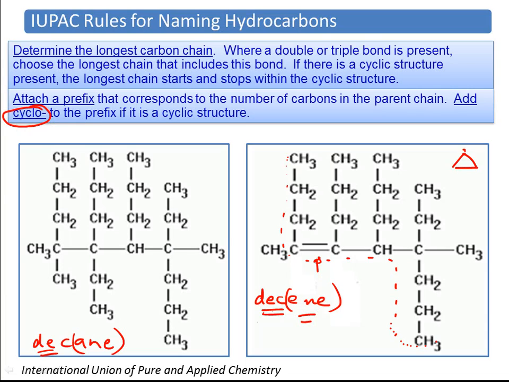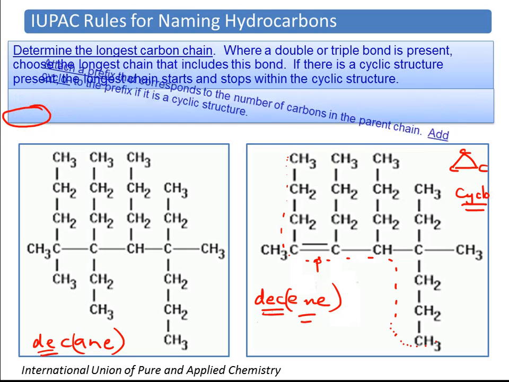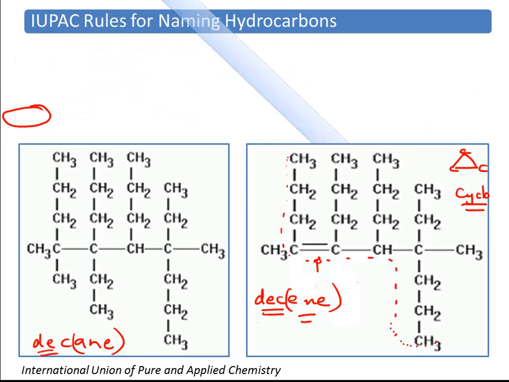Now, if it's a cyclic structure, we add the word cyclo. So if it was cyclic with 3 carbons like that, this one would be cyclopropane or cyclopropene. If there was a double bond, right, we add the prefix cyclo. We're going to do cyclo and cyclic hydrocarbons separately. This is just to show you that the rules are the same, but you know, we just tweak them slightly, change them slightly to suit cyclic hydrocarbons.